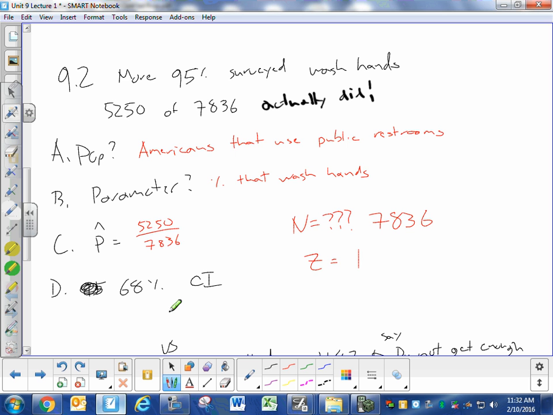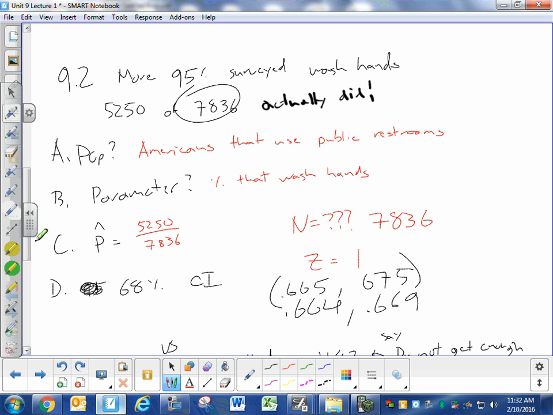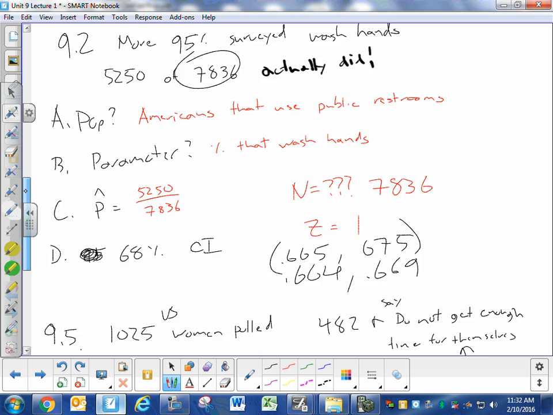I got 0.664 and 0.669. Yeah, I got it. You guys probably rounded. 0.665 and 0.675. Yeah, that's fine. Okay. Notice very small. Why is it very small? Very large N. Very large N.